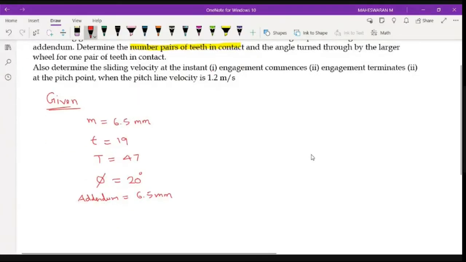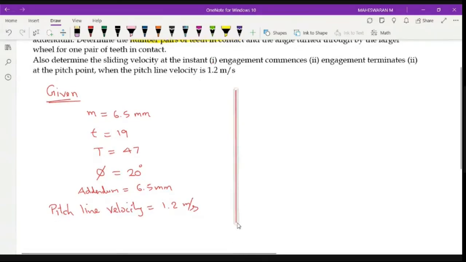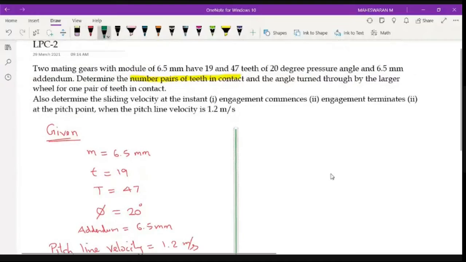And of course, at the end, they also give the pitch line velocity, which is equal to 1.2 meter per second. Make sure everything is in mm. This is in meters per second, so while you are solving it, you have to convert this. Okay, now we will write down the things to identify and the formulas related to that. You need to identify the number of pairs of teeth.